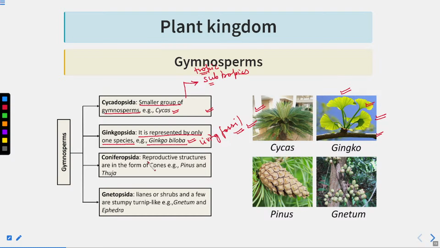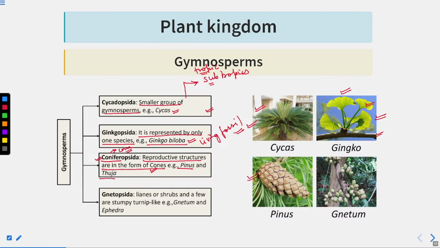Coniferopsida. Reproductive structures are in the form of cones. This conifer is a representation of a cone, right? The members that form the cones belong to this particular class, that is the Coniferopsida. Examples are Pinus and Thuja, right?